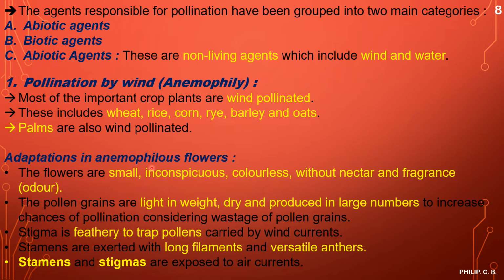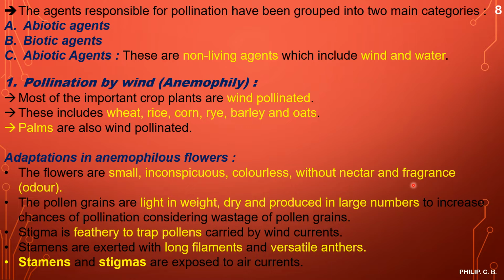Then adaptations in anemophilous flowers. So what adaptation is required? First, flowers are small, inconspicuous, colorless, without nectar and fragrance. Now what does this point mean? There is no color, no nectar, no attraction, no fragrance. Why? Because the agent is not biotic. In the case of biotic agents, insects and birds are attracted because of smell, nectar or other adaptations. But here, because of wind, there is no need of any of this.